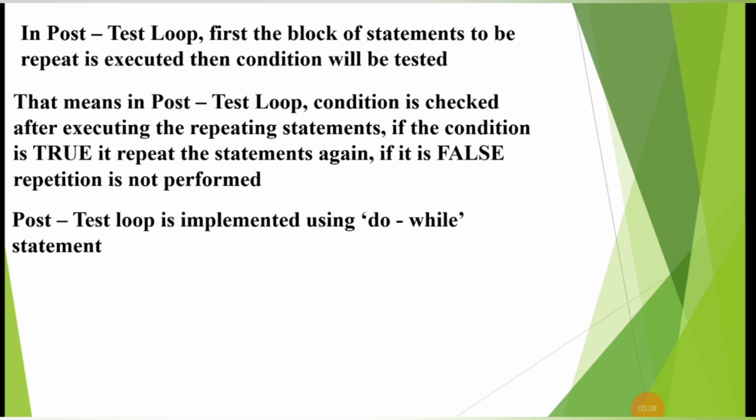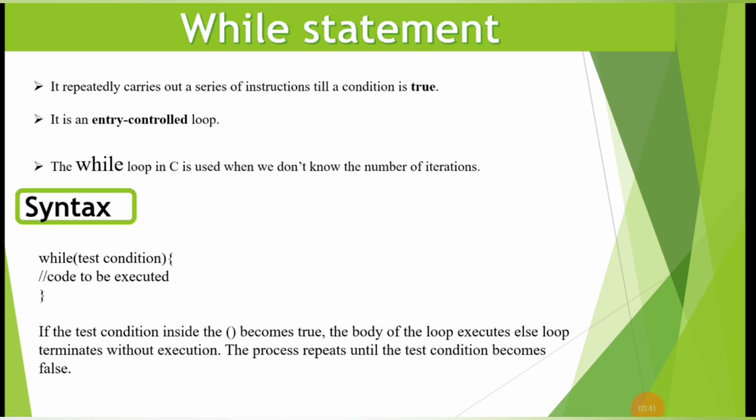So first we are going to see about the while statement. It repeatedly carries out a series of instructions while a condition is true. It is also called an entry control loop because the condition is checked before entering the loop. That's why it is called an entry control loop. The while loop in C is used when we don't know the number of iterations. So here is the syntax for the while statement.